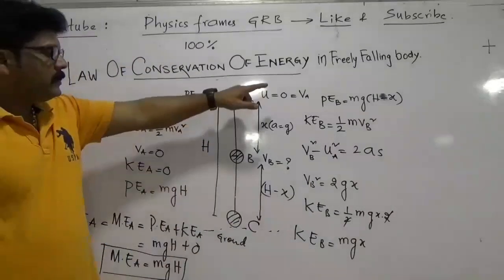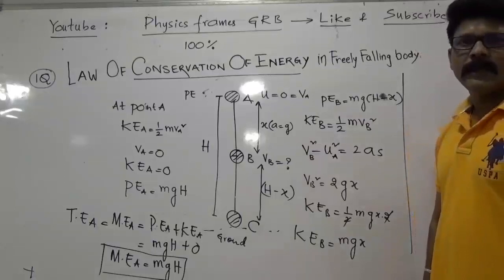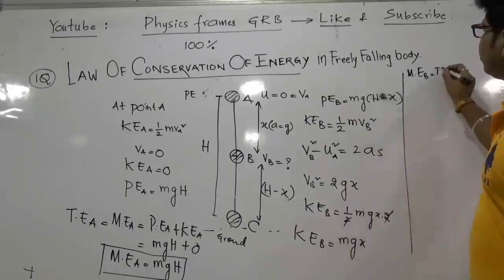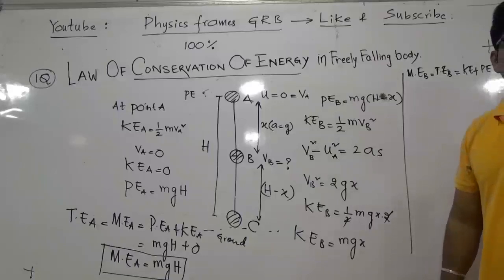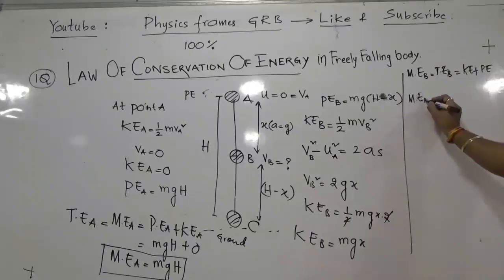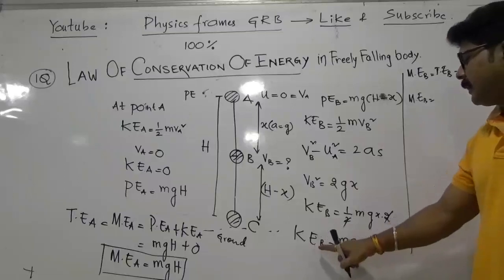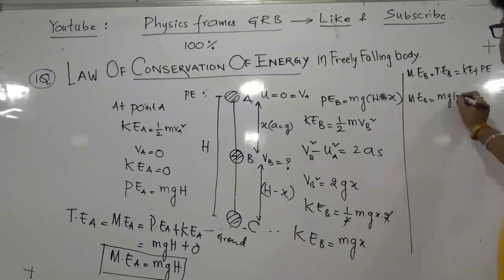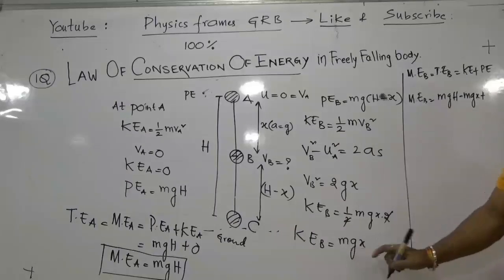Clear? Now, total energy will be required. To calculate total energy, let us take the total energy or mechanical energy at point B, which is kinetic energy plus potential energy at that point. Potential energy at point B is mg(h minus x), and kinetic energy at point B is mgx. So substituting here, mgh minus mgx plus mgx.